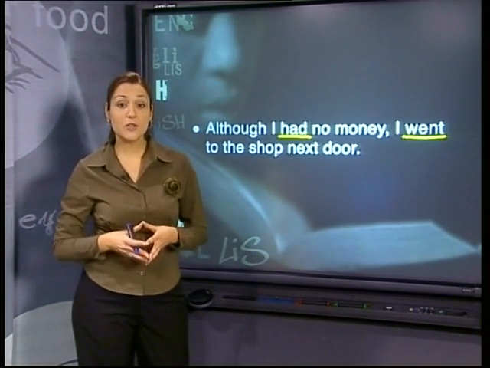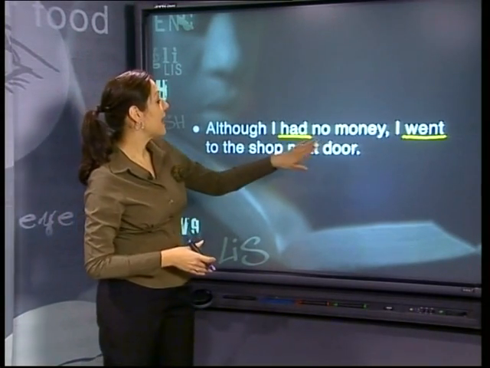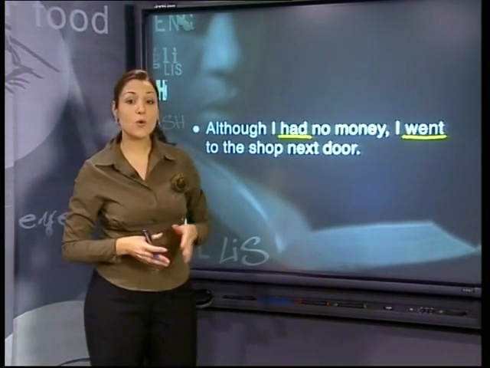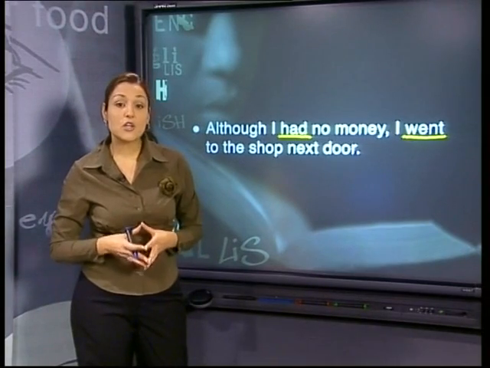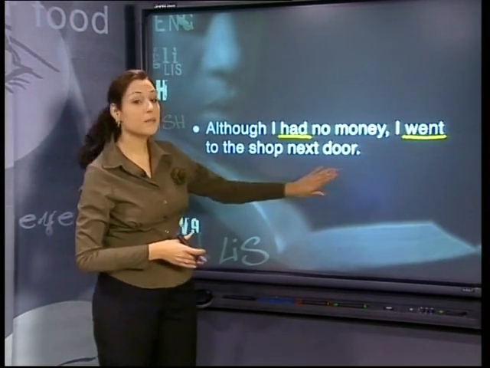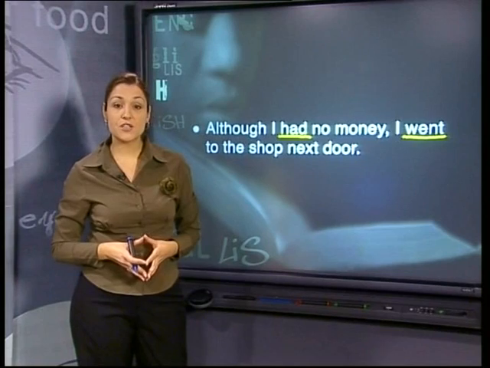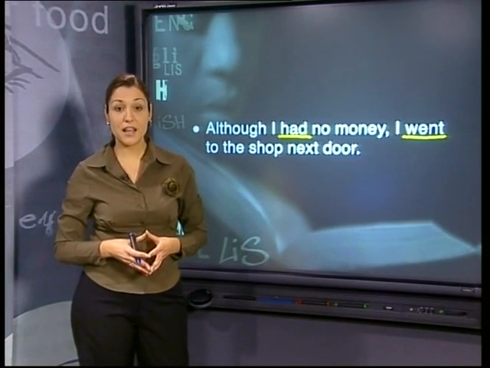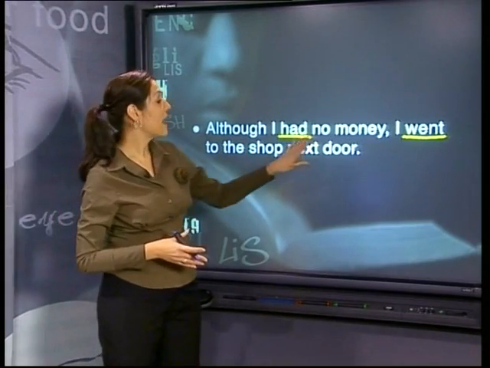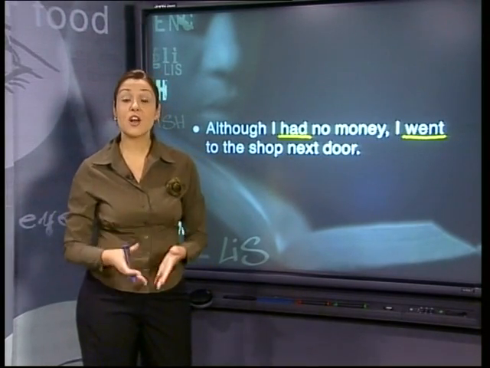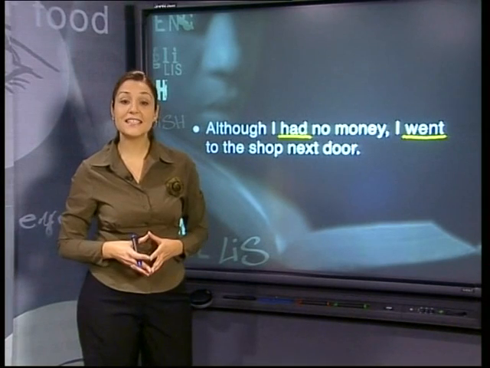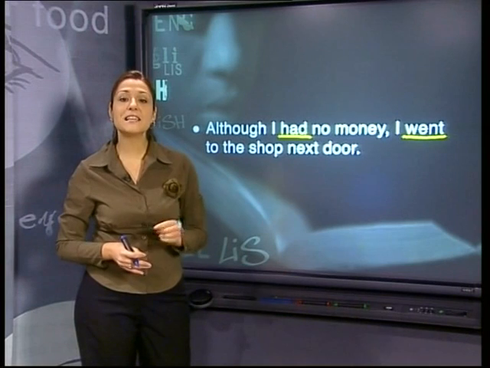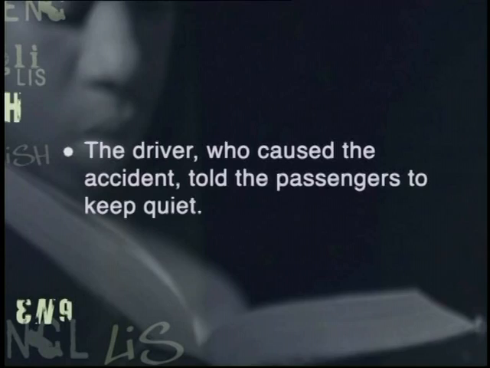Well, one clause is, although I had no money, and the other is, I went to the shop next door. Quite clearly, the clause, I went to the shop next door, makes sense on its own. So that is the main clause in this sentence. The clause, although I had no money, depends on the rest of the sentence for it to make sense. We could not use it as a separate sentence, so it must be the subordinate clause.